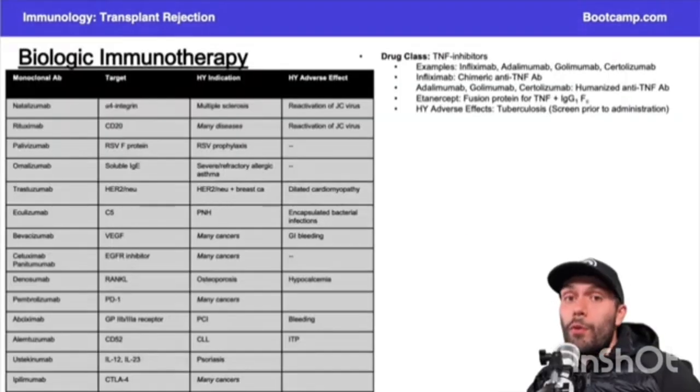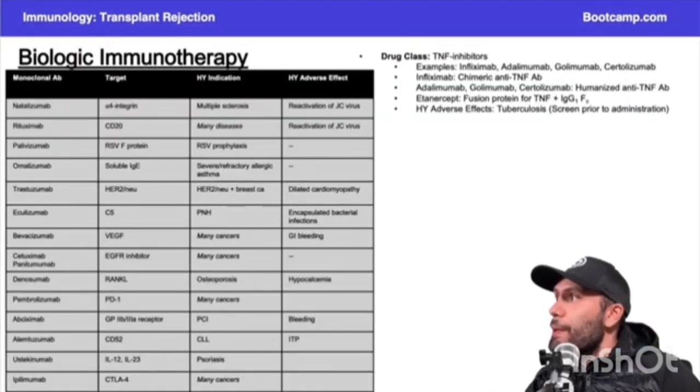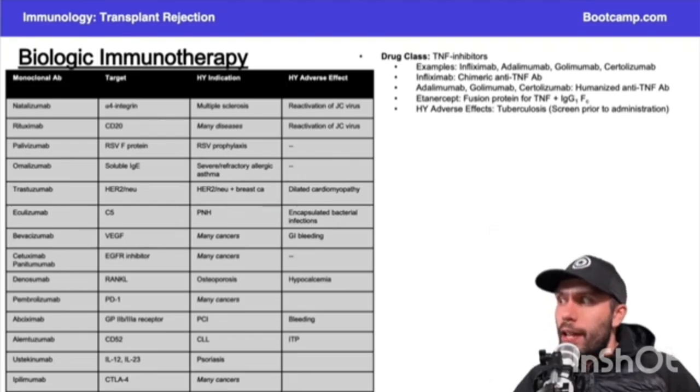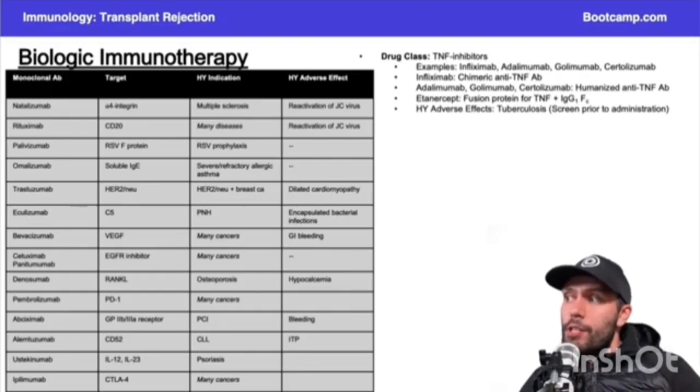All right, so we made it to the biologic immunotherapy. This slide has a little bit more memorization than any of the other slides. One thing I might recommend is making sure you go through a lot of the immunobites and a lot of the flashcards to really make sure that you understand what each of these monoclonal antibodies are doing, because more and more as time goes on, these monoclonals are getting asked about more and more frequently.